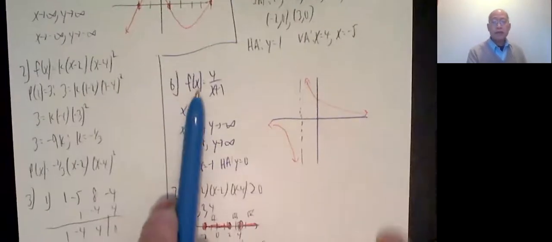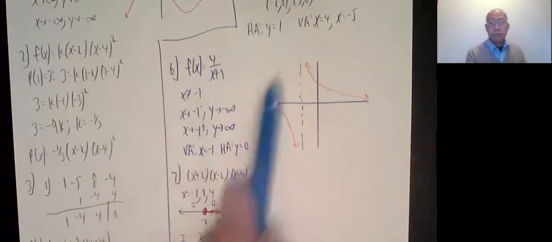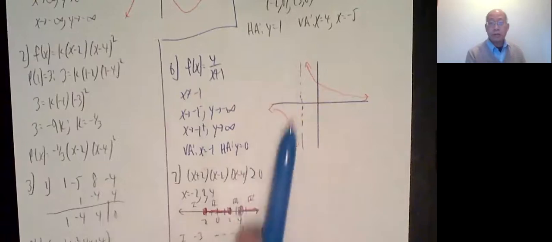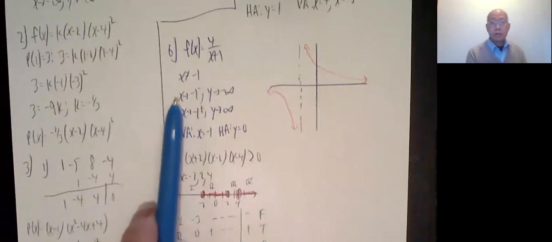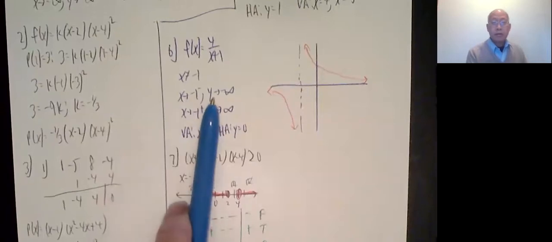Number 6, f of x is 4 over x plus 1. X is not allowed to be negative 1. So that leads us to a vertical asymptote. Okay. When x approaches negative 1 from the left, y approaches negative infinity.